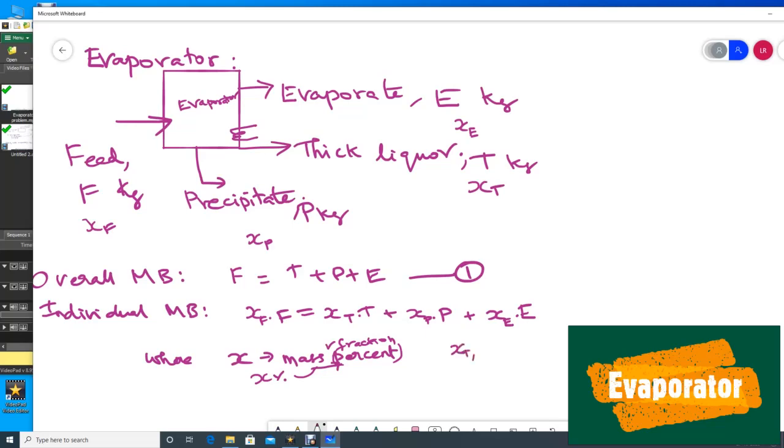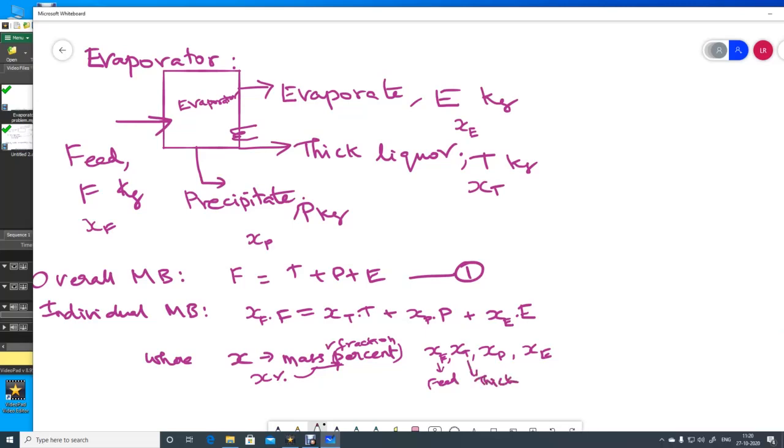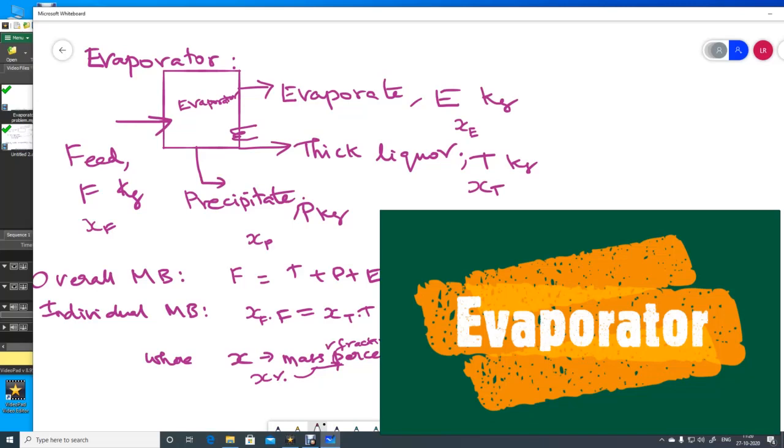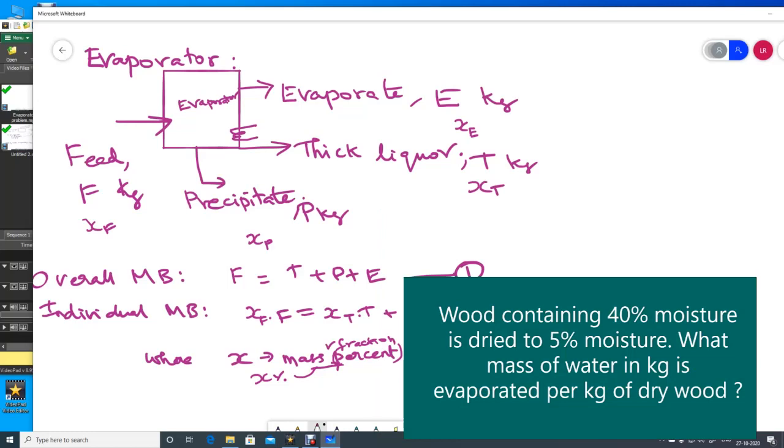Just write down what xf, xt, xp and xe are. Capital X percentage means it is mass percentage. If it is small x, it is mass fraction. So xf, xt, xp and xe are mass fractions: the mass fraction in the feed, xf; in the thick liquor, xt; in the precipitate, xp; and in the evaporate, xe.